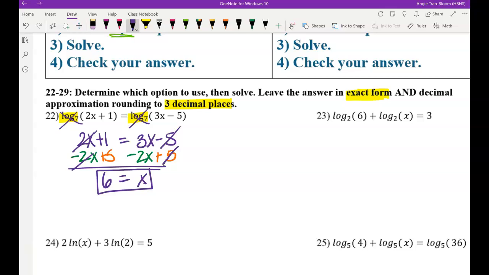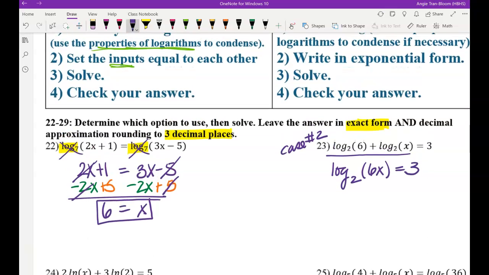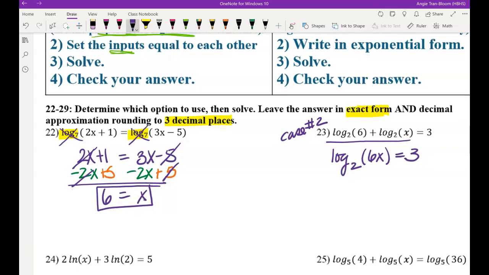Number 23 says log base 2 of 6 plus log base 2 of x equals 3. Students, as you can see right now, the left side has 2 logs, so we have to condense them. Now in log property, if it's an addition, it becomes a multiplication. So log base 2 of 6 times x equals 3. This is going to be case number 2. Let's go and read. Because case number 1 is when we have 1 log on each side, like question number 22.